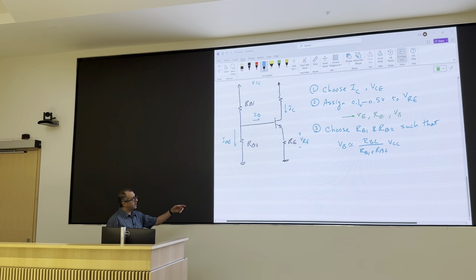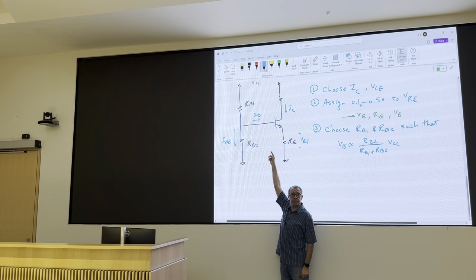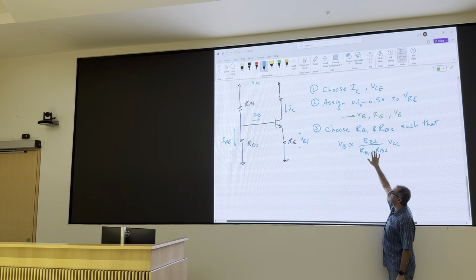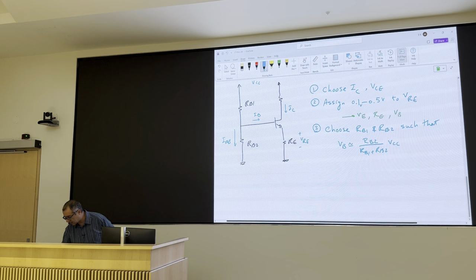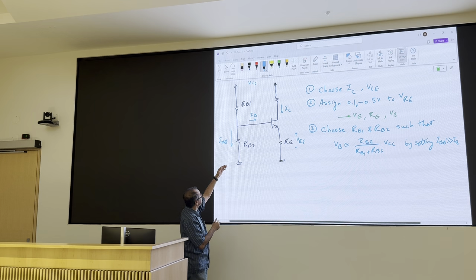So if you want to use this equation, there is an implied assumption that you're ignoring IB. Right? Because if you take IB into account, that voltage is not this much anymore. It's a little bit less. But if I'm ignoring IB, then that voltage is about this much. And then how can I ignore IB? By setting IBB to be much larger than IB. Right? How can I ignore IB if this current is much, much bigger than that?